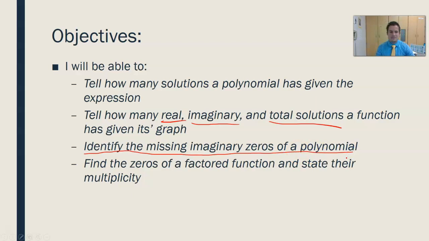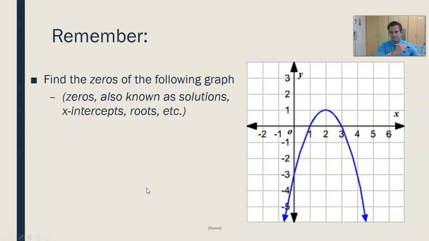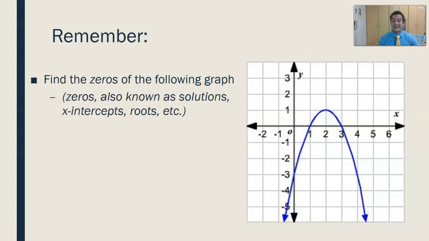Then I want you to be able to identify the missing imaginary zeros or solutions of a polynomial, and be able to find the zeros of a factored function and state their multiplicity. All of these things are relatively new. Lots of these things you may have seen before, but not really known what they were relating to. Keep these objectives in mind. This is how you're going to know that you are successful with this subject.